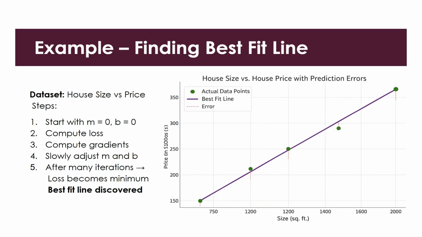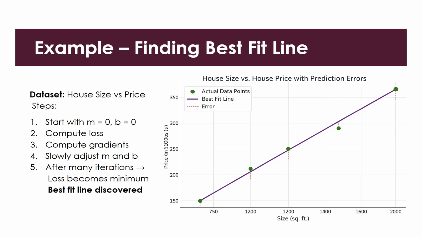Coming to the example, how gradient descent finds the best fit line. Here we use house size and price, using the house type data set, where green dots tell us actual data points, and the purple line describes the best fit line, and the error describes the prediction errors.